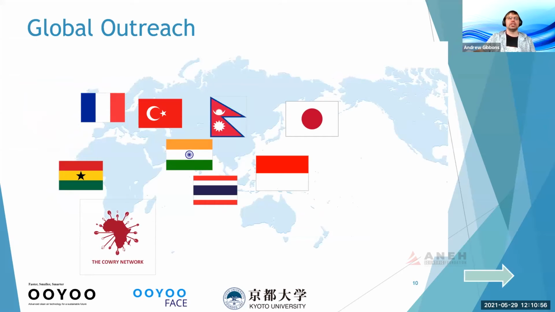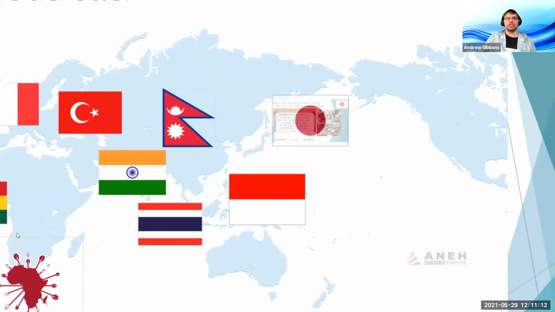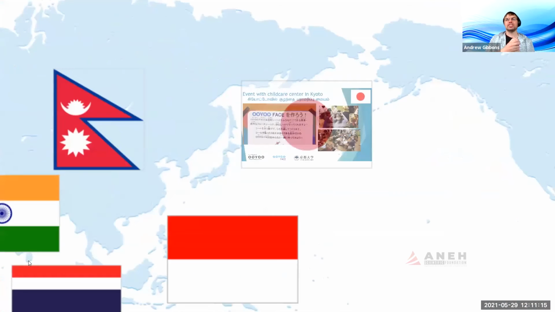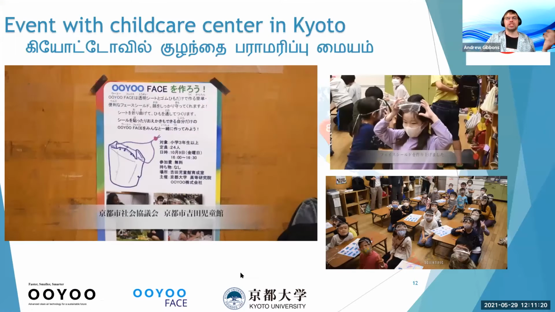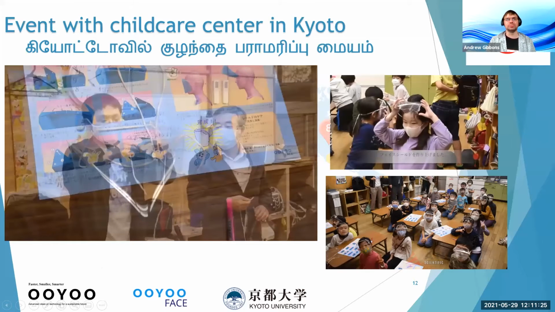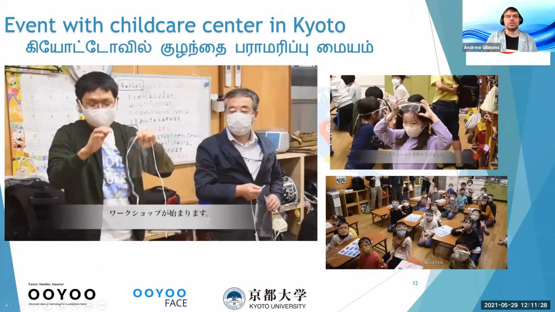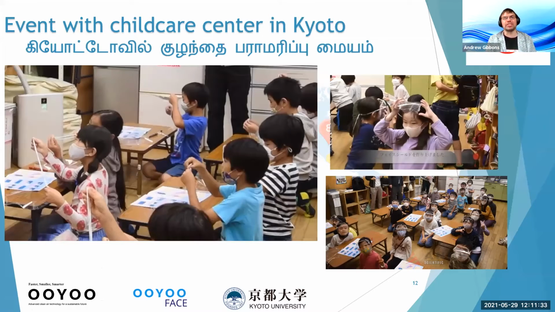So we've been doing the OOYOO Face for around a year now, and we've been working with people in countries around the world. So, for example, in Japan, we arranged some events with a childcare center in Kyoto. So we went to this childcare center and we showed them how to make the OOYOO Face, and we made instructions in Japanese for the children. And so, as you can see in this video, we show them how to make them, and they're working as a group activity to make the face shield.